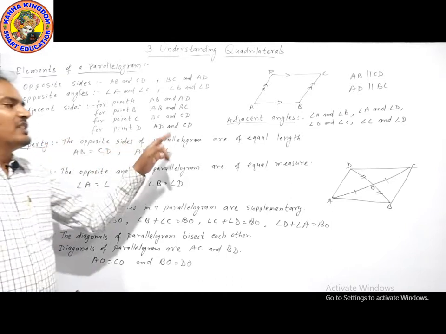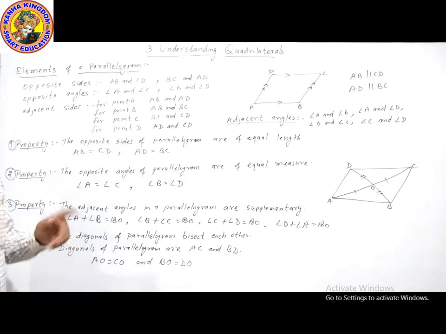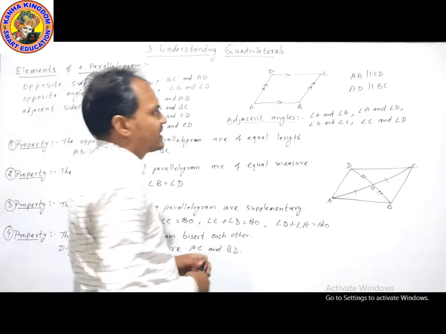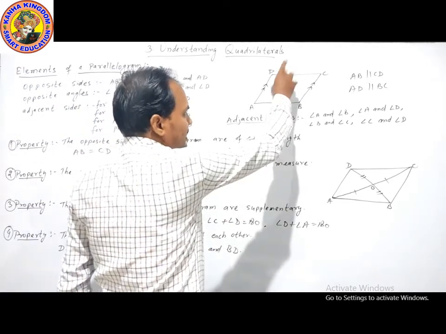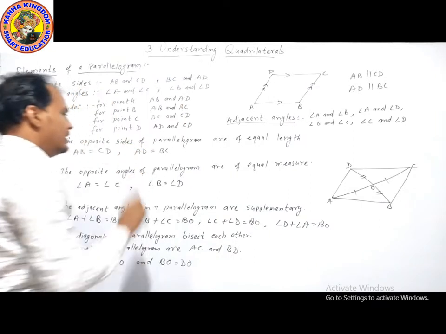Now properties. The first property is the opposite sides of a parallelogram are equal. Opposite sides are parallel and opposite sides are equal. So AB and CD are equal, AD and BC are equal.